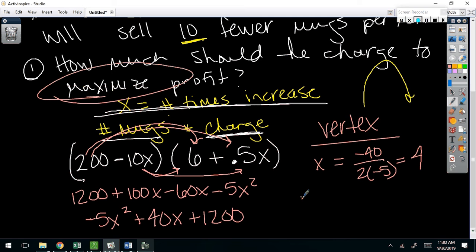So what is my price of mugs? What's my optimum price of mugs? $8 gives me the most profit. Okay, so $8 for a mug is what I need to charge. How much money am I going to make when I charge $8 a mug? You're going to plug it in, because 4 is the vertex. Because 4 increases, if each increase is 50 cents, 4 increases would be $2, and they started at $6.